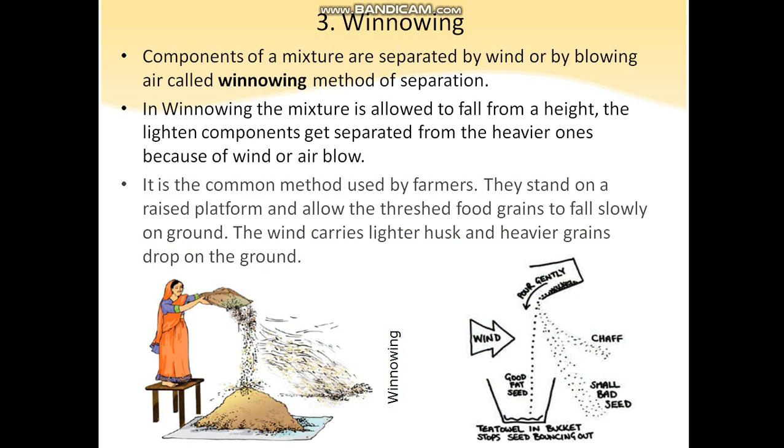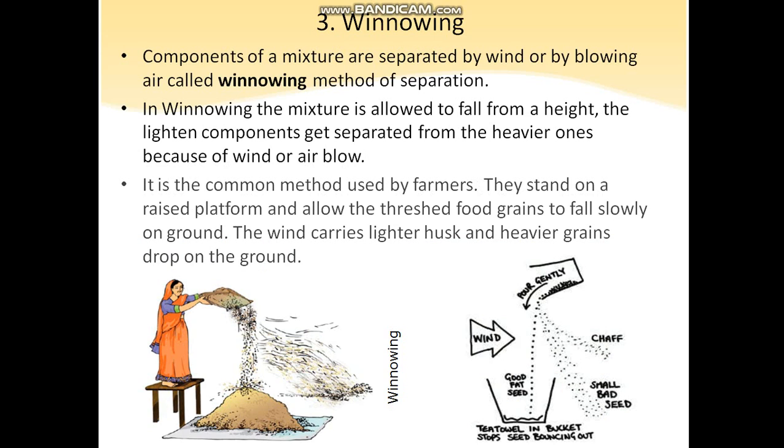Third process of separating the substances is winnowing. What is winnowing? Winnowing is the process in which the components of a mixture are separated by wind or by blowing air. As you can see in this picture, there is a woman who is standing on a stool. She is just using the air to blow away the impurities so that the grain which is pure settles down.